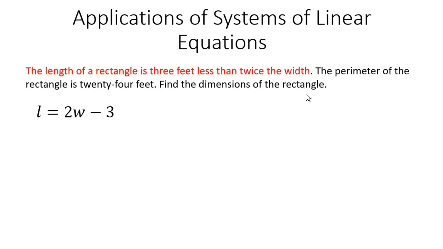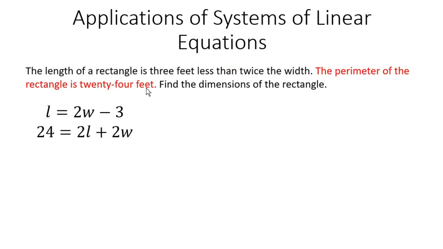The second sentence says that the perimeter of the rectangle is 24 feet. We know that the perimeter P, which is 24, is equal to 2 times the length plus 2 times the width. We got that information previously. So here we have a system of equations, and we can solve this system of equations by using substitution.